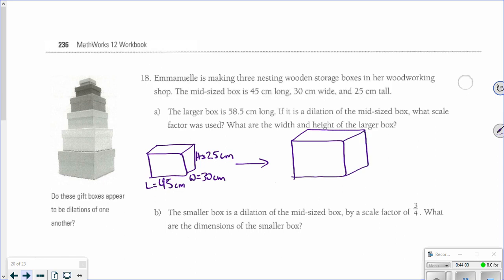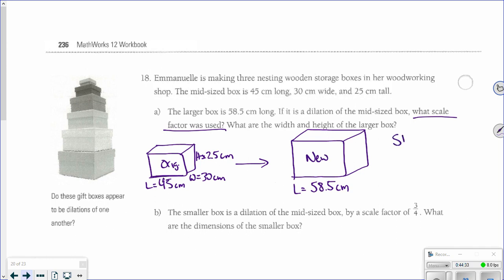And it tells me the large box is 58.5 centimeters long. So I called the bottom side of my medium box the length. So the bottom side of my large box is also the length, which is 58.5 centimeters. First thing the question is asking me for is what scale factor was used. So this is my original. The large one is my new.